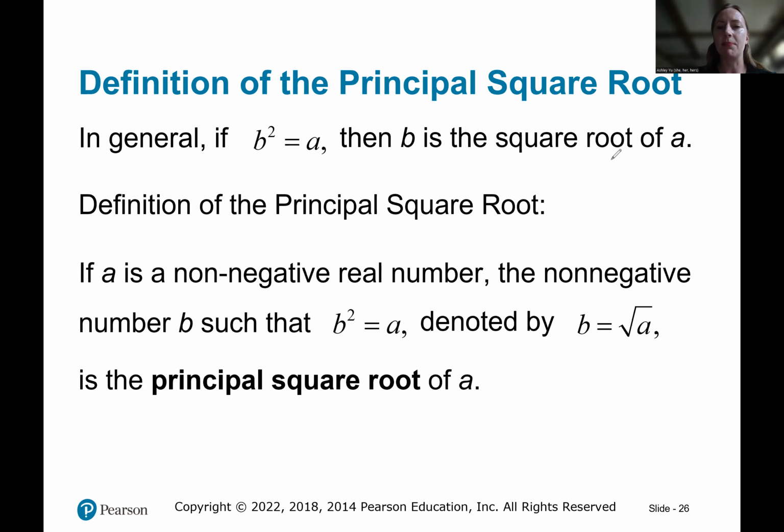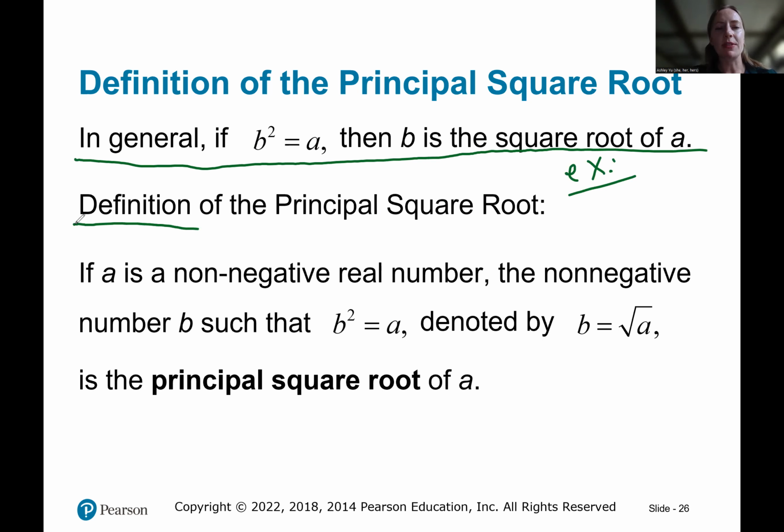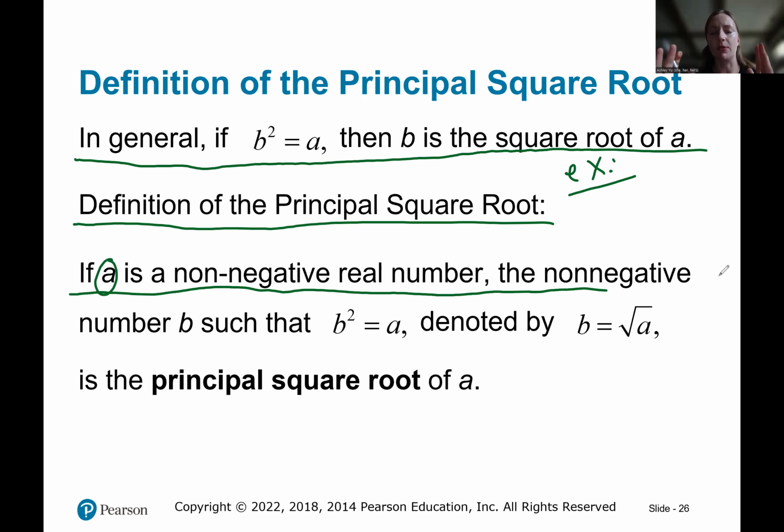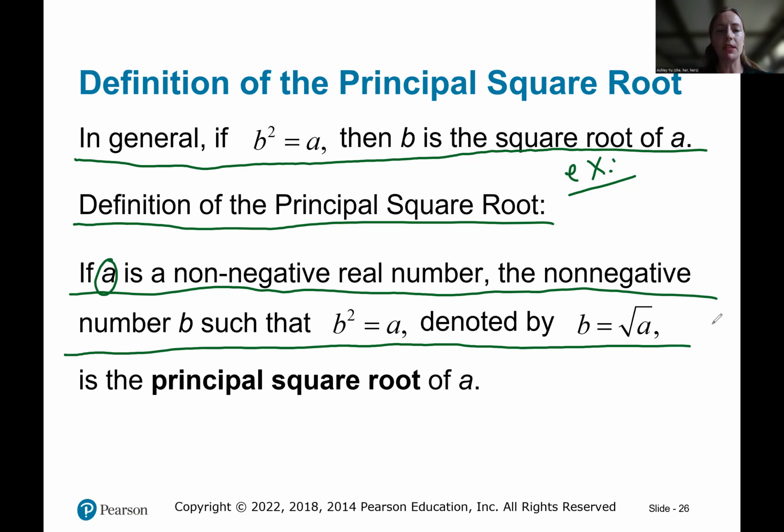But let's just read it for a second. In general, if b squared equals a, then b is the square root of a. It's like, what? Okay. This is the definition of what they call the principal square root. If a is a non-negative real number, we don't want to talk about negative numbers in a root. The non-negative number b such that b squared equals a, denoted by b equals the square root of a, is the principal square root of a.